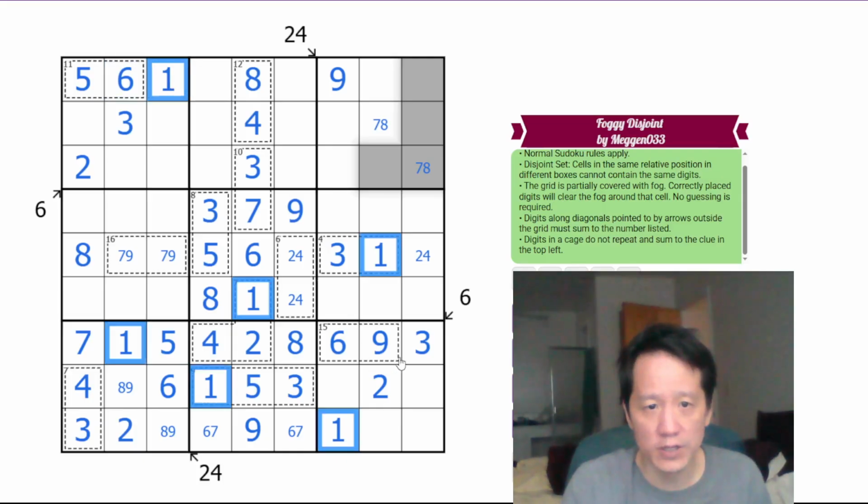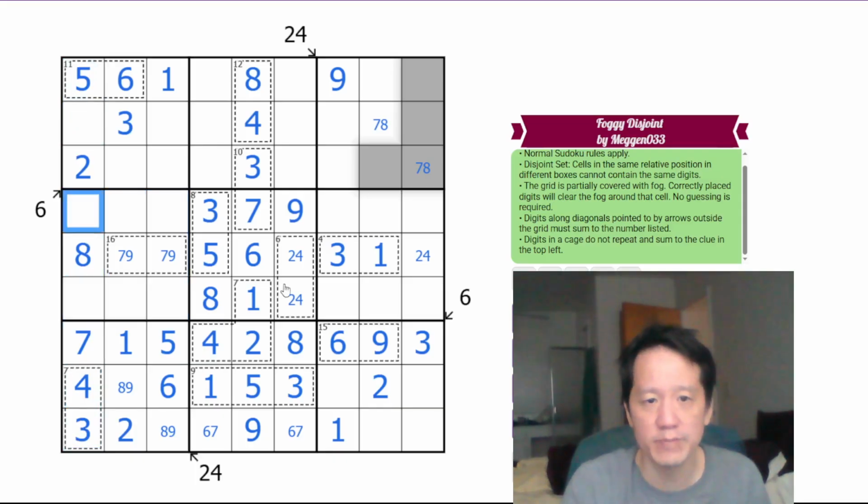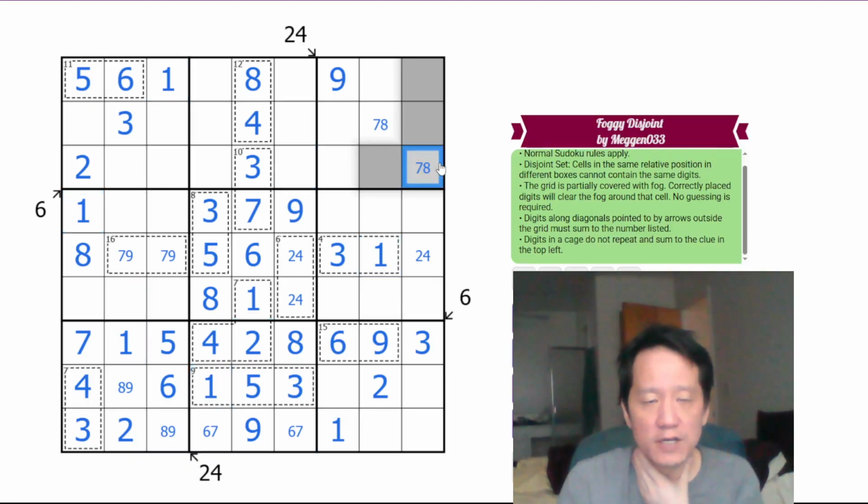Where are the 1s? In this box... Actually, in column 1, where's the 1? Cannot be here, cannot be here, it must be here. 1s could be here. Okay, 1 cannot be here.